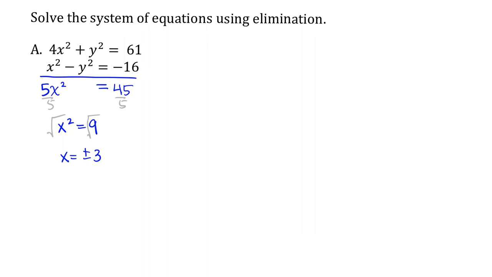Okay, now normally we take our x value and we plug it back into the equation. It doesn't matter which equation we plug it into. Okay, the problem is we have 2 x values, so I have to plug them both in. So let me plug in x equals positive 3 first. Now it doesn't matter which equation I plug it into, this one or this one. I'm going to plug it in the first one, but you could do it in the second one. And I need to plug in for x. X is right here. So it's going to be 4x squared plus y squared equals 61.